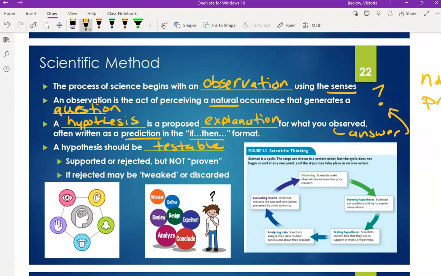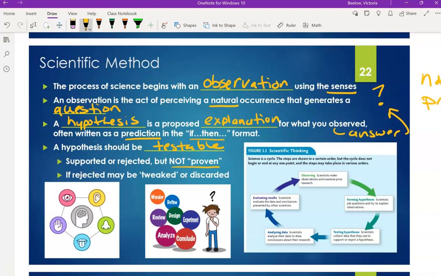But as far as in the now, if you want to be able to test your hypothesis right now, you have to make sure it is something that you can measure. It's something that you can actually go out and do an experiment and test yourself. Now, a hypothesis is supported or rejected, but it's not proven. You can't just do one experiment and say, yes, this is the answer, this is right. Usually you have to do multiple experiments in order to support a hypothesis and eventually have it become theory, which I'll get to on a later slide.